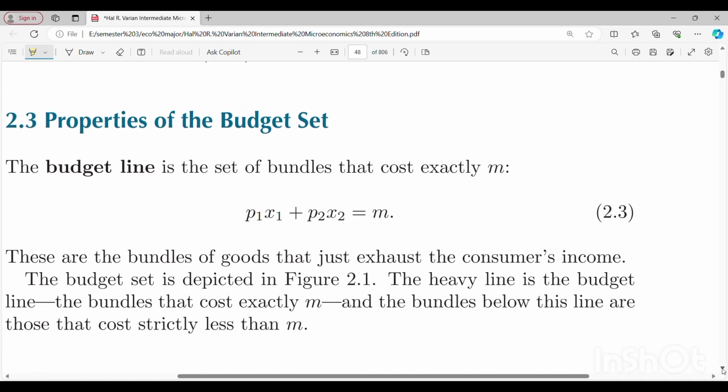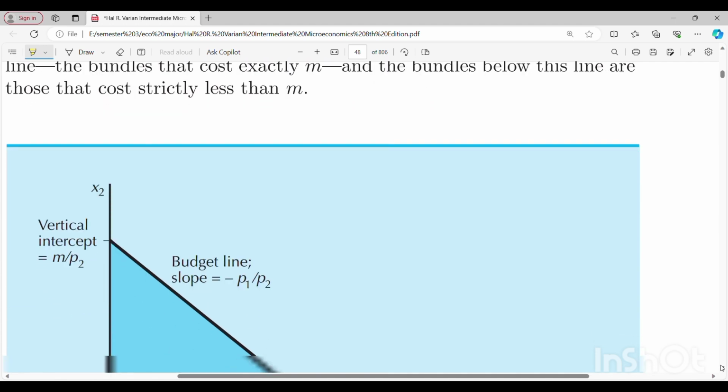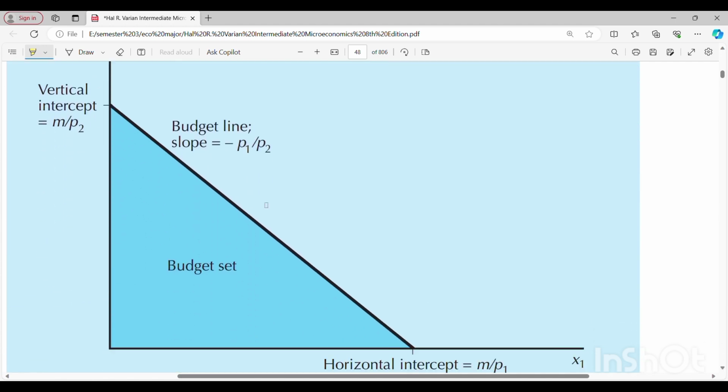Next is properties of a budget set. The budget set we studied is the set of all the affordable consumption bundles. Affordable consumption bundles means P1 X1 plus P2 X2 is less than or equal to M. When it is equal to M, that will lie on the budget line. This is the budget line.